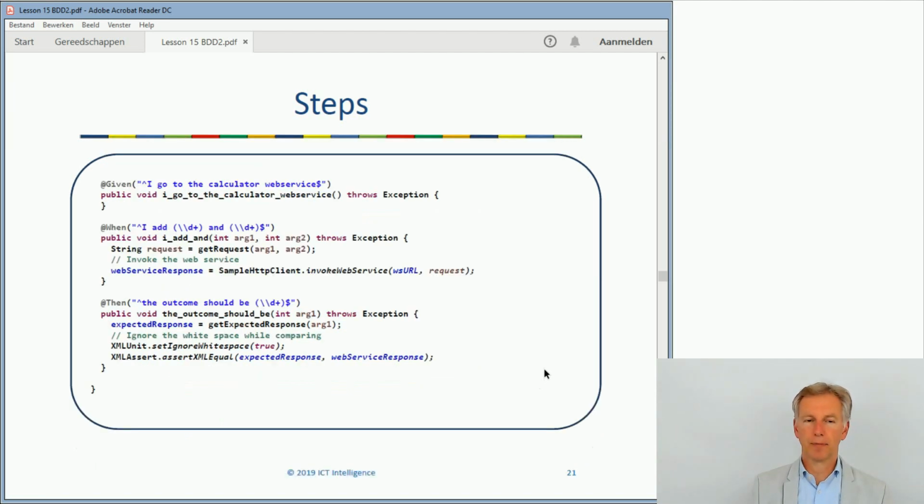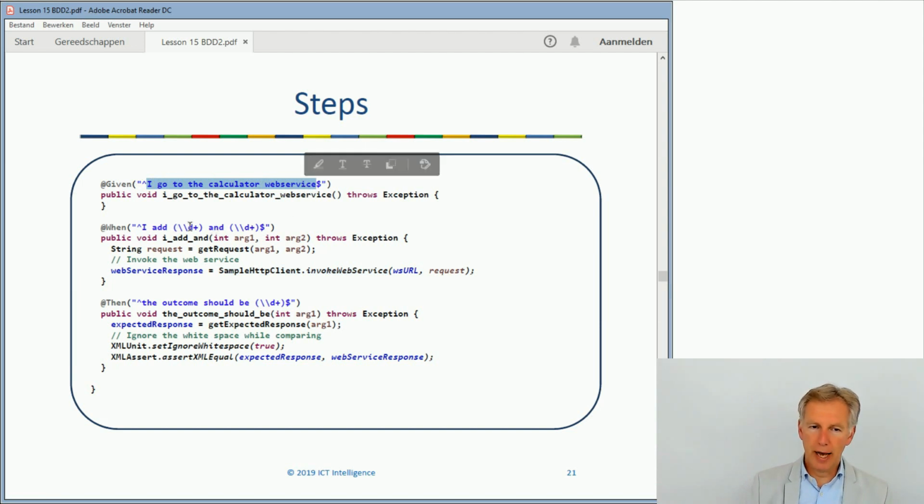And then here are my steps. So the first one, I go to the calculator web service. Well, I don't do anything because I have only one method, sample HTTP client invoke web service. So that should be in the when, because there I do the action. So the given is empty, doesn't do anything. I still need it so that there is a match. Otherwise, Cucumber says there's no match for this text.